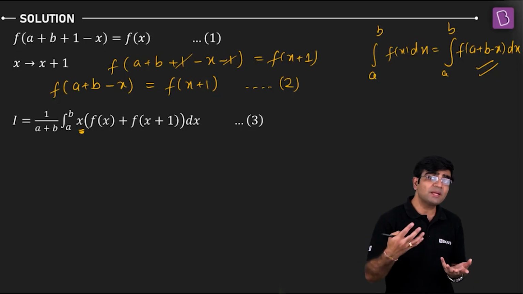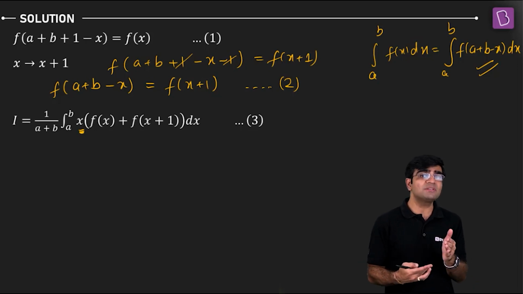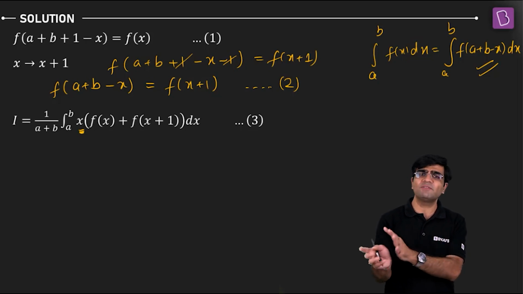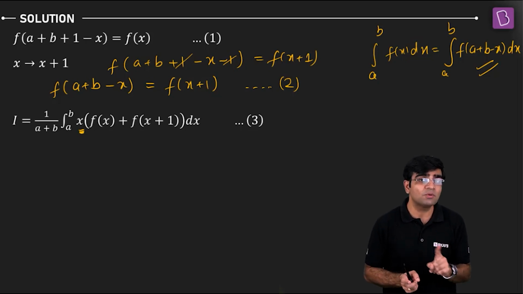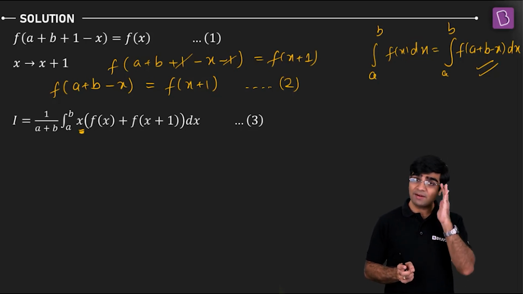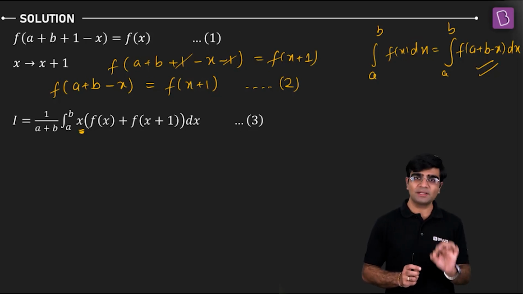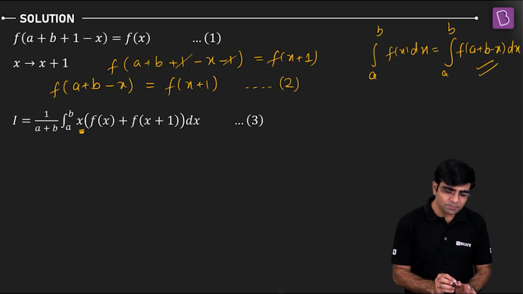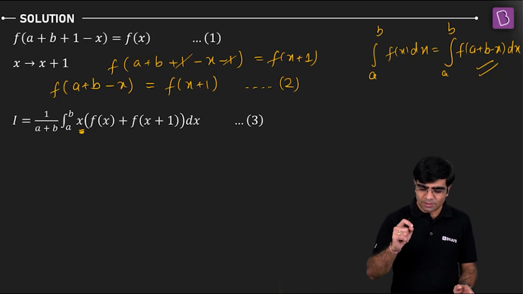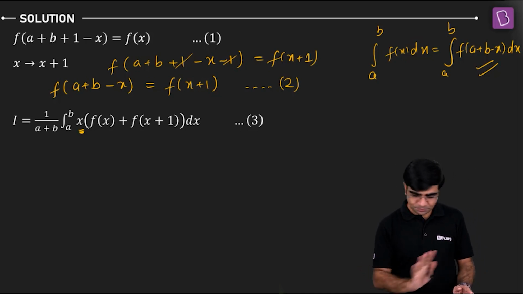Because even if you see in my question or the answers, the options are purely in terms of integral of f of x plus 1 or f of x. There is no x involved here. So x has to be eliminated and I have to do it very wisely. Okay, so I know that in this integral, I need to apply that property. So let's quickly apply that property. I'm replacing x by a plus b minus x.